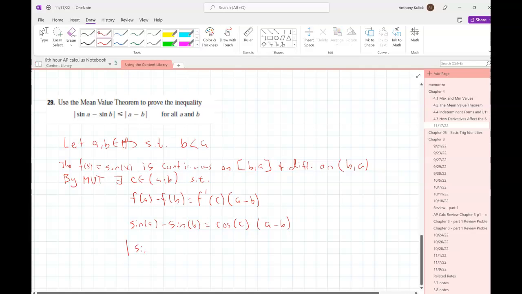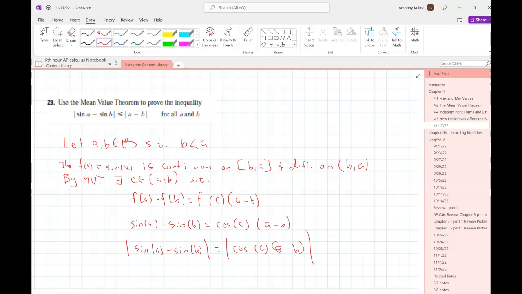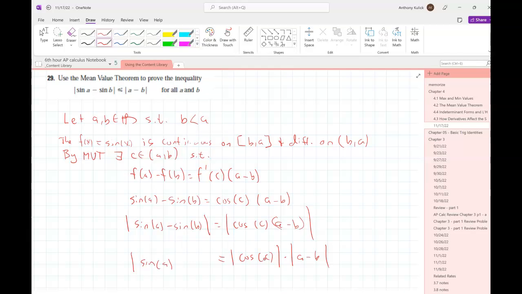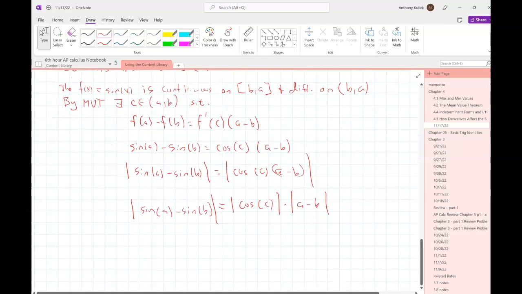And if that's true, if I take the absolute value of both sides, that still has to be true, right? And since this is a product on the right-hand side, I can break the absolute value between those, right? Okay.